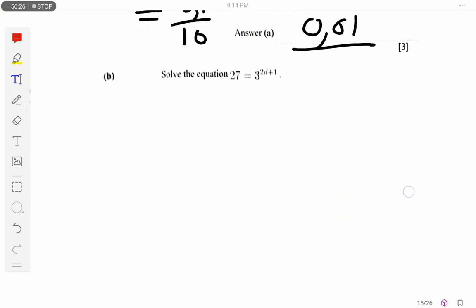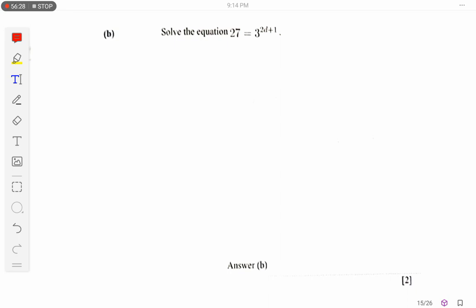Fine, let's move on. Now we have to solve the equation 27 is equal to 3 to the power of 2d plus 1. So what you do, you also write 27 in terms of base 3. So you find out the number that can give us is 3 times 3 times 3. So it's 3 to the power of 3 there. Okay, so let's use that one.